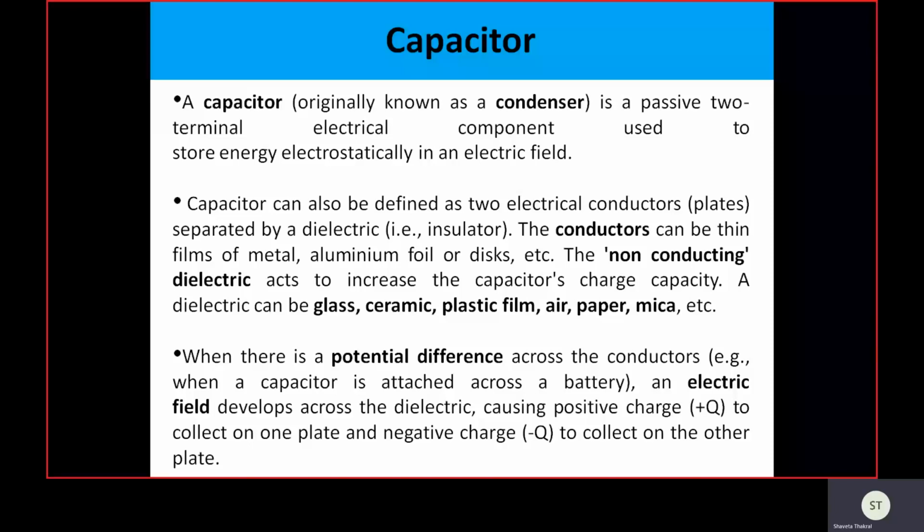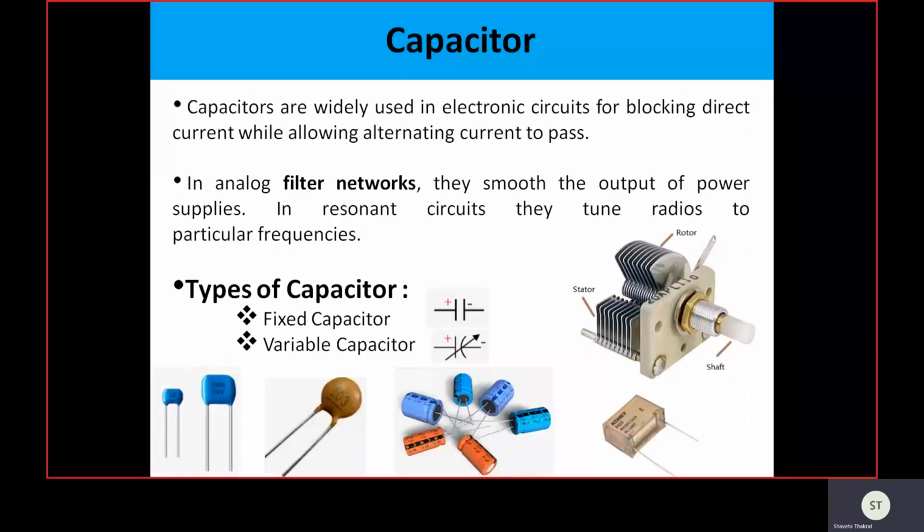Examples of metal that we can take are aluminium or copper, and for the dielectric material we can take examples such as glass, ceramic, plastic film, air, paper or mica. In the case of a capacitor, the property here is that the capacitor passes AC and blocks DC.